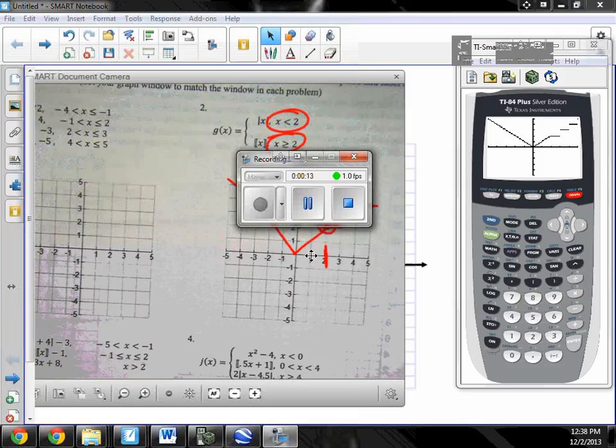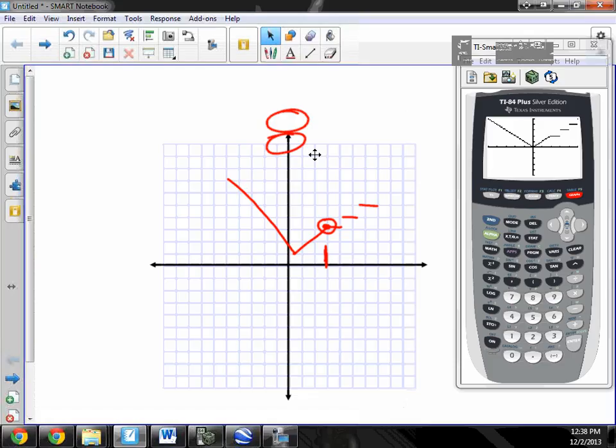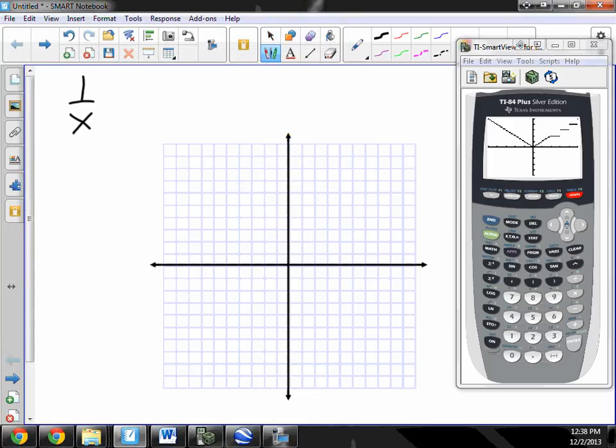So, if I took the linear function, let's say 1 half x plus 2. The graph of that starts at 2 and goes up 1 over 2, up 1 over 2, and so on.